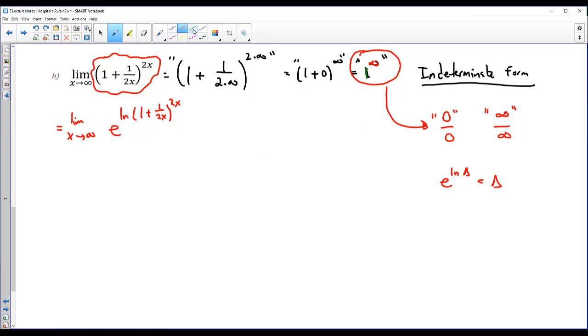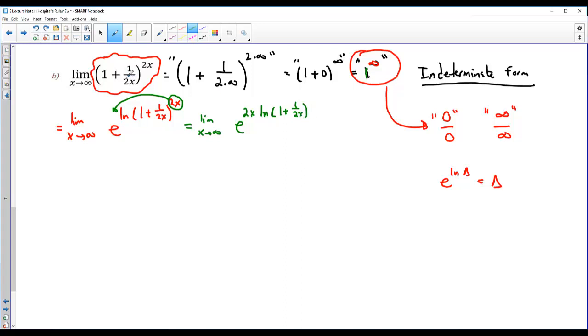But what's nice is it takes this exponent and brings it down in front. So it turns this exponentiation into multiplication, which at first doesn't seem like a big deal, but you'll see that you've kind of unlocked the exponent here. And so it's e to the 2x times ln of 1 plus 1 over 2x.